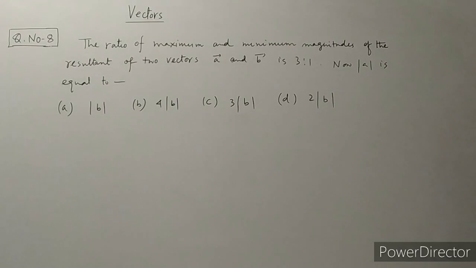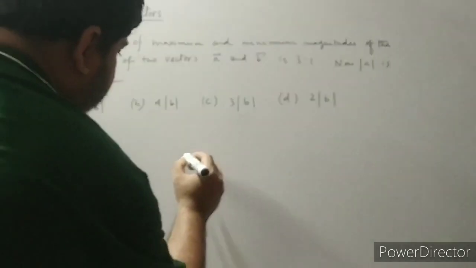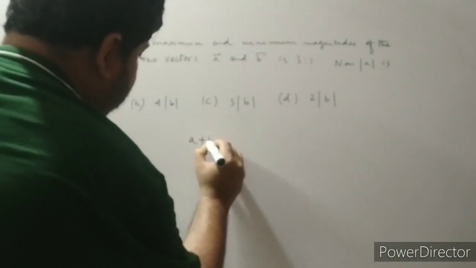So in question number 8, it is given that the ratio of maximum and minimum magnitudes of the resultant of two vectors a and b is 3:1. Now mod a is equal to what? The ratio of maximum and minimum magnitude of the resultant of two vectors. How to calculate the resultant of two vectors? It is a plus b.